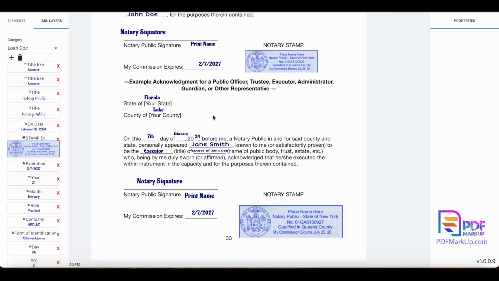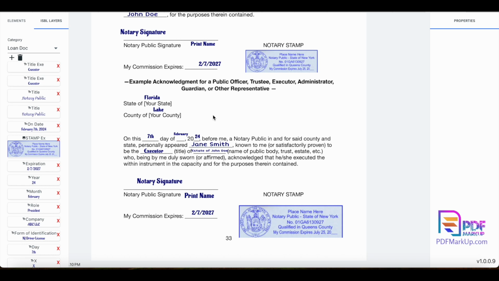In this acknowledgement for the public officer, trustee, executor, administrator, guardian, or other representative, the notary does not typically recite an oath aloud for the signatory to repeat. Instead, the notary ensures that the signatory acknowledges, affirms, or swears their understanding and agreement to the statement within the acknowledgement, particularly regarding their capacity and the purpose of executing the document.